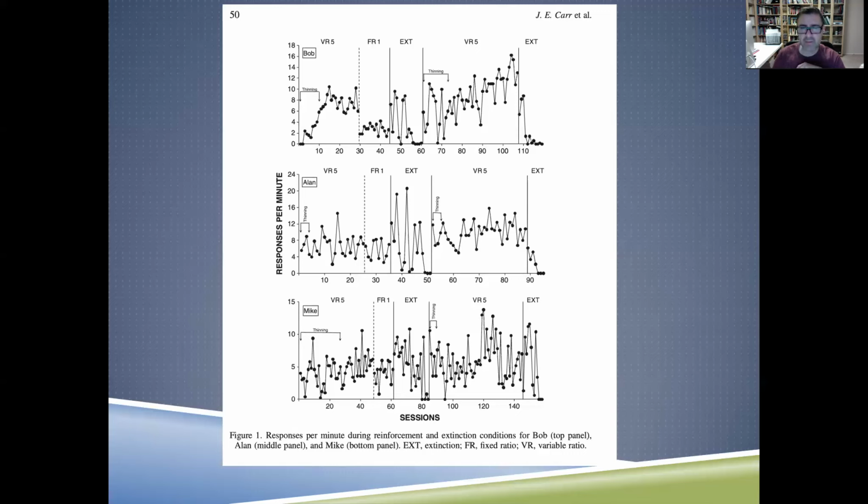Okay, well, that's all I have for today. This is a relatively short chapter. Please read the chapter. I'm also going to be posting an article that I mentioned earlier about using extinction incorrectly and the effects that it might have upon the reduction or no reduction of problem behavior.